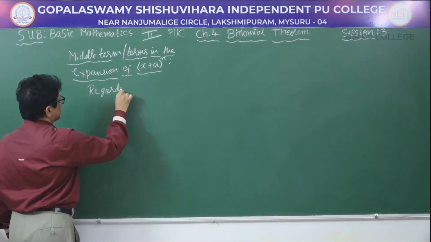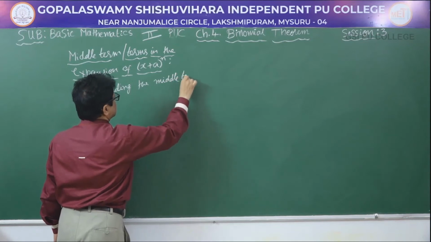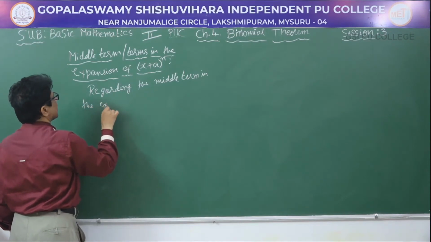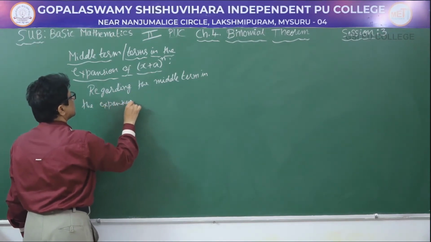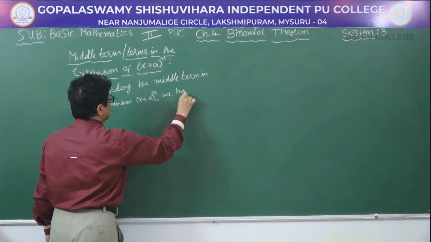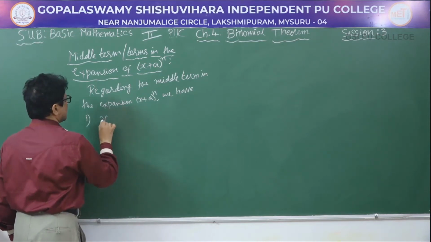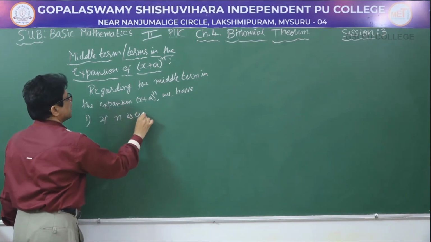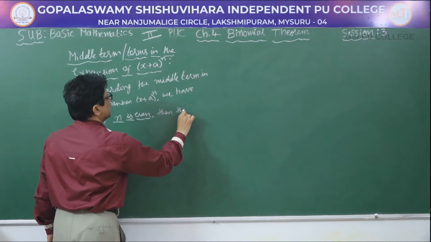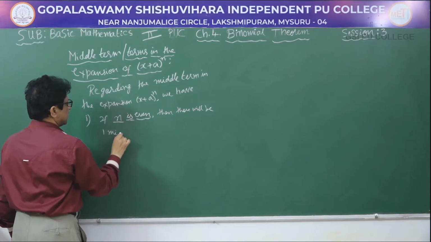Regarding the middle term in the expansion (x + a)^n, we have, first one, if n is even then there will be one middle term.